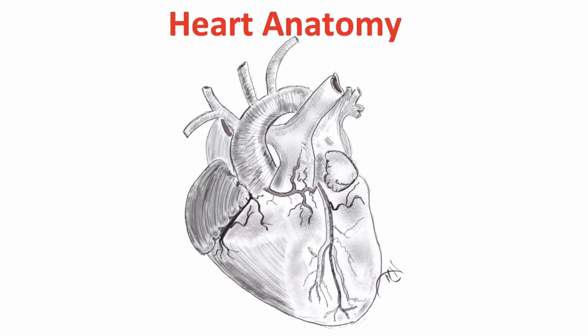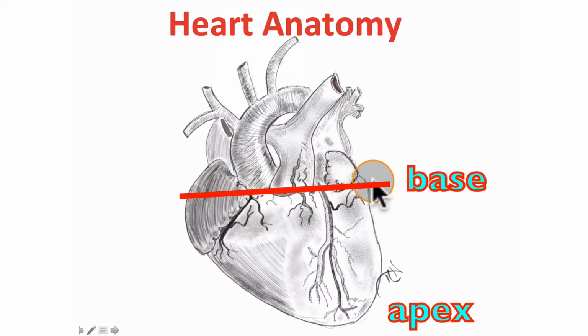The human heart is arguably one of the most important organs in our body. The sole purpose of the heart is to pump blood throughout the body. So if we look at the heart right here, this pointed inferior aspect of the heart is the apex of the heart. Up here along this line, or this plane, would be the base of the heart, where all the great vessels are coming off the base of the heart.